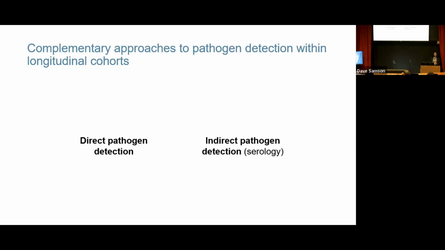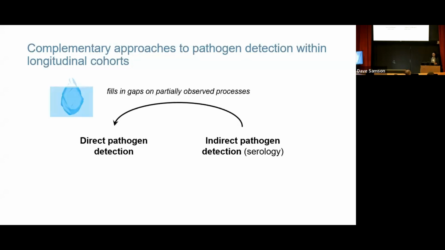Obviously, direct pathogen detection can tell us about things like viral load or pathogen load, parasite densities, what pathogens individuals are infected with and when, and all those sorts of things. And with serology, we can answer complementary questions about cumulative incidence or course of infection. In terms of linking the two, a fairly often used analogy is the tip of the iceberg. I think serology really can fill in some of the gaps on these partially observed processes.